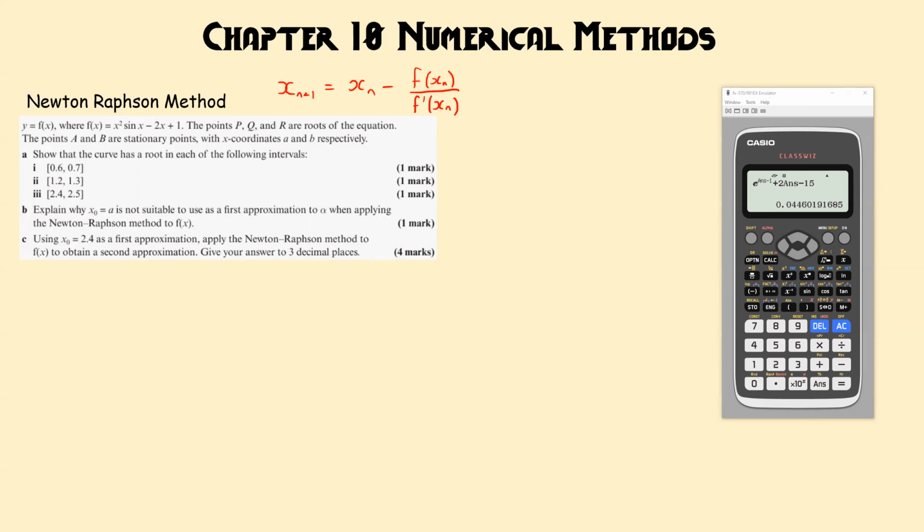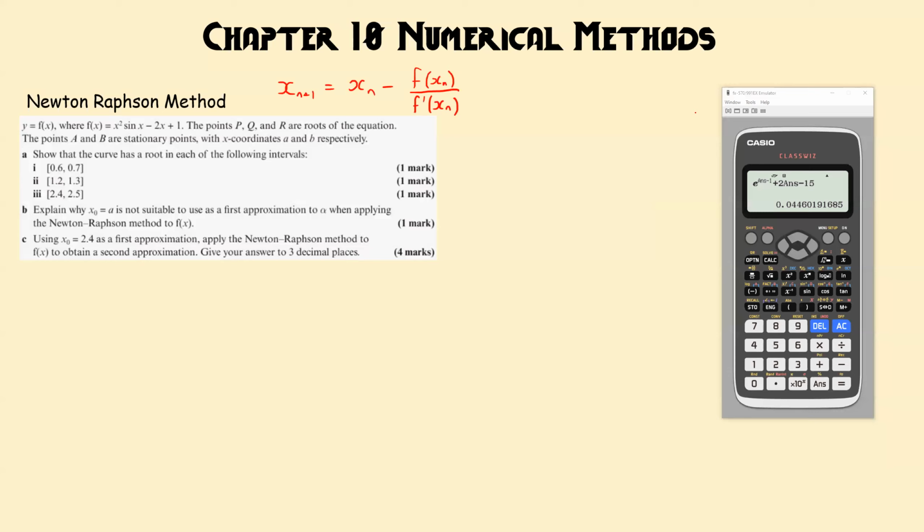So let's just have a quick read through this question. It's y equals f of x, which is x squared sine x minus 2x plus 1. So already looks pretty interesting if we need to differentiate that. I don't think we are actually asked that. Points P, Q, and R are roots of the equation. A and B are stationary points, and they've got x coordinates, little a, little b. So show that the curve has a root in each of these.